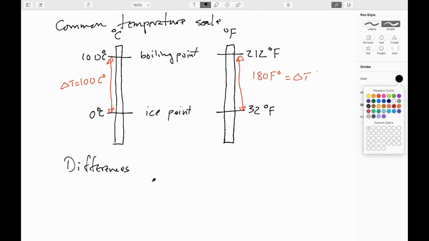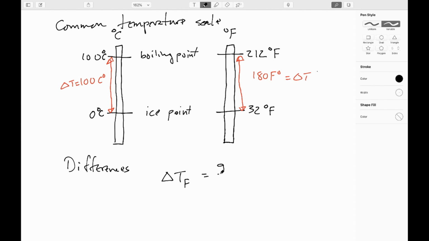So if we need to convert a temperature difference in Celsius to a difference in Fahrenheit, all we need to do is multiply that difference by 9/5 to account for the size of the degree, for the fact that there are more Fahrenheit degrees in a temperature range than there are Celsius degrees. Or you can flip it around, and if you have a difference in Fahrenheit, you would multiply by 5/9 to account for the difference in the size of the degree.